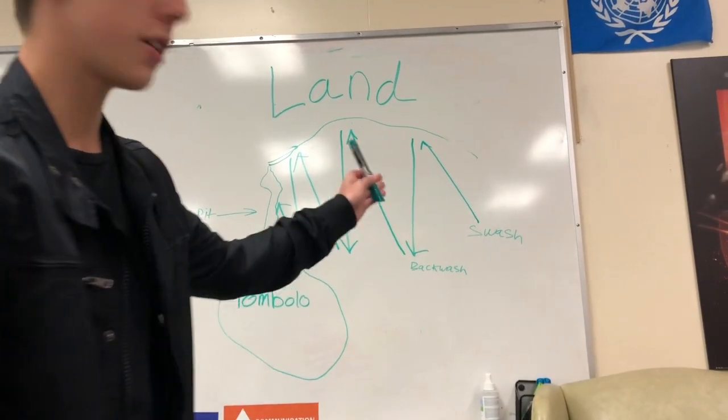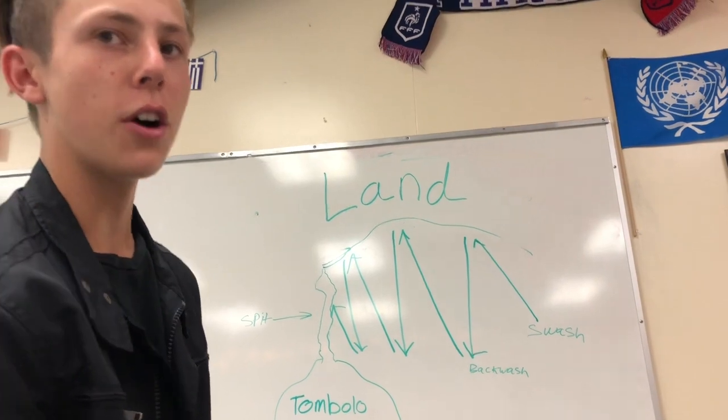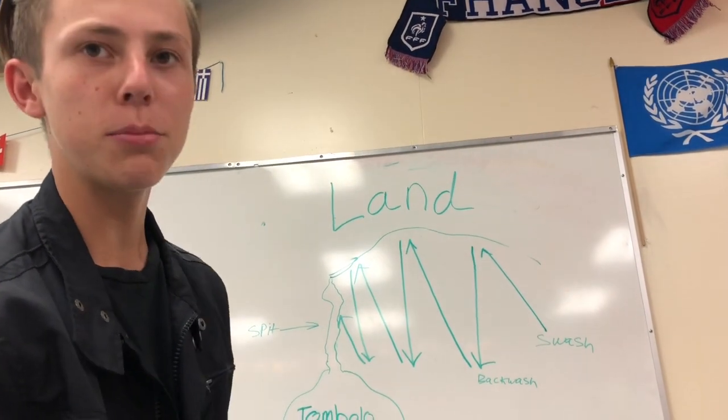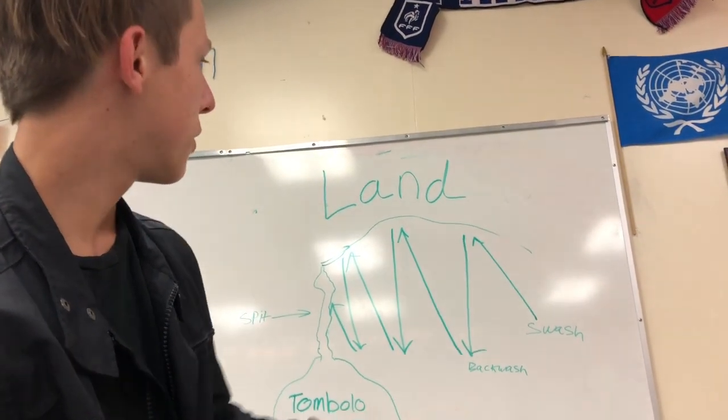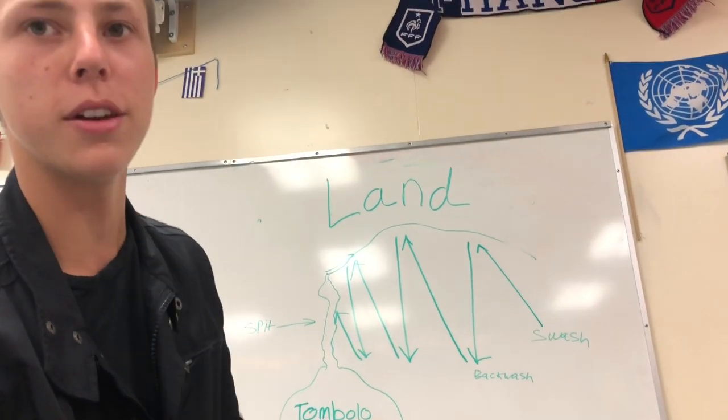Swash comes in at an angle, carrying sediments. The backwash carries it right back. This continues on, and then what direction it goes is based on the wind. At White Cliff, the wind is blowing this way, which causes all the sediment to build up along your spit.